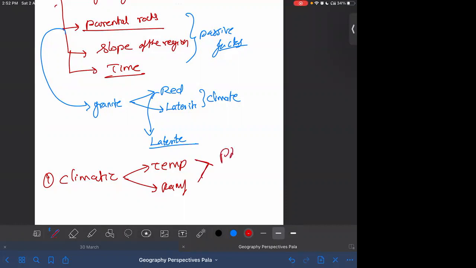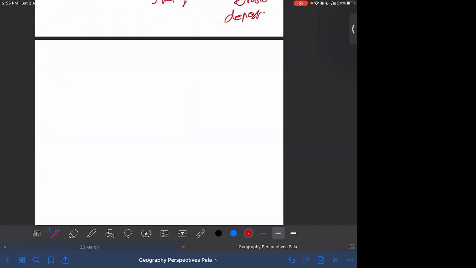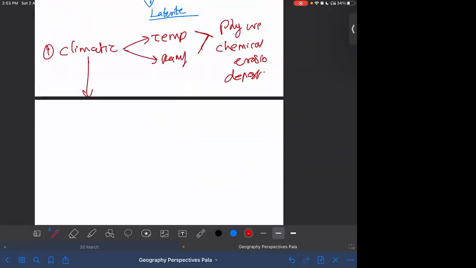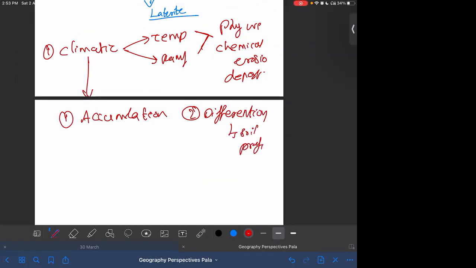For example, physical weathering, chemical weathering, erosion, deposition. All these are functions of climatic elements only, right? Now, soil climate helps in different ways. One, in the formation, there is accumulation of soil. Soil needs to be generated and accumulated. Then there is differentiation. The soil which is developed needs to be differentiated into the soil profile.